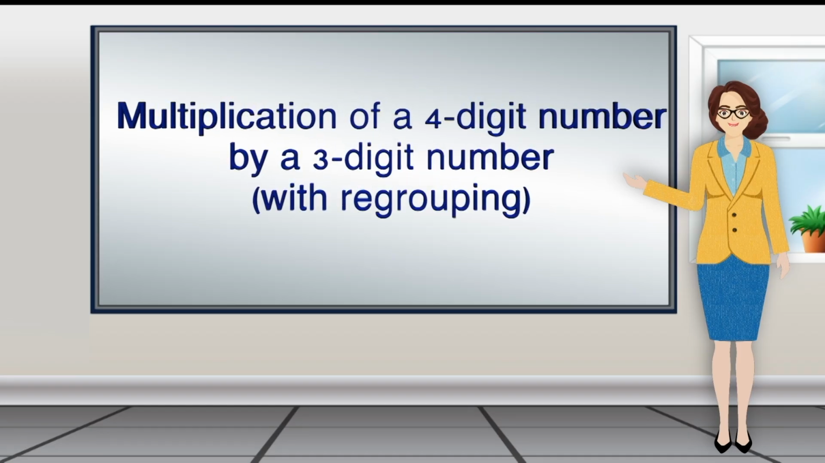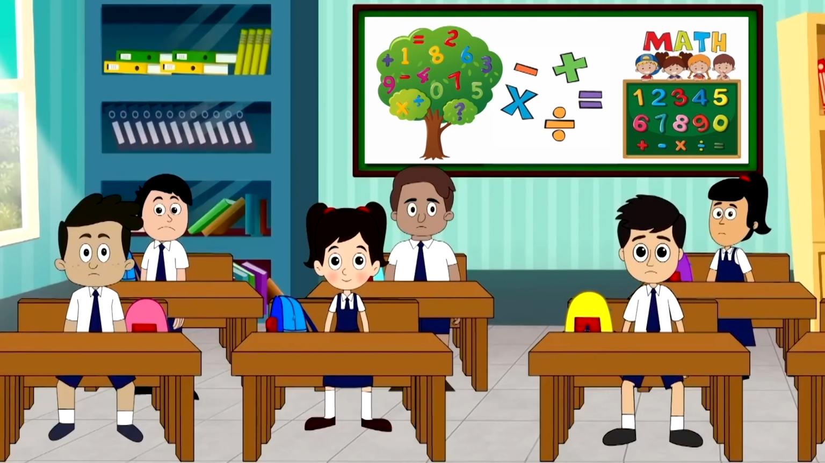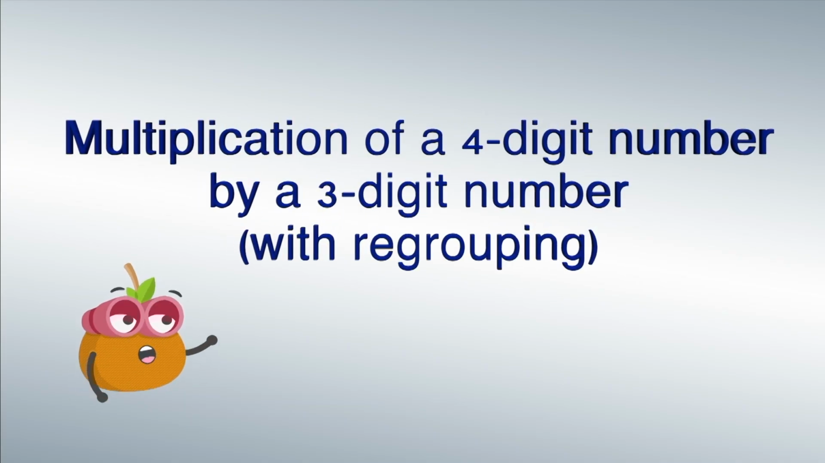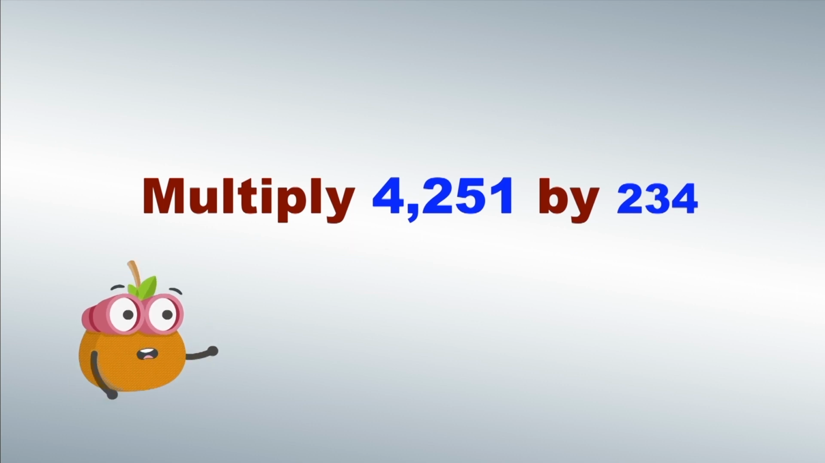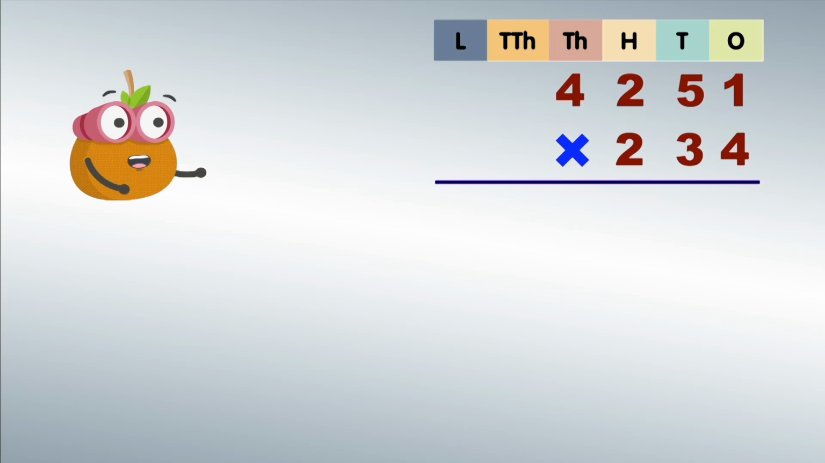Multiplication of a 4-digit number by a 3-digit number with regrouping. Let's learn from an example. Students, in 4-digit number multiplication by 3-digit multiplication, we follow the same methodology, only the number of places is increased for multiplication. So, let's multiply 4251 by 234. Multiply the given numbers by following the steps.